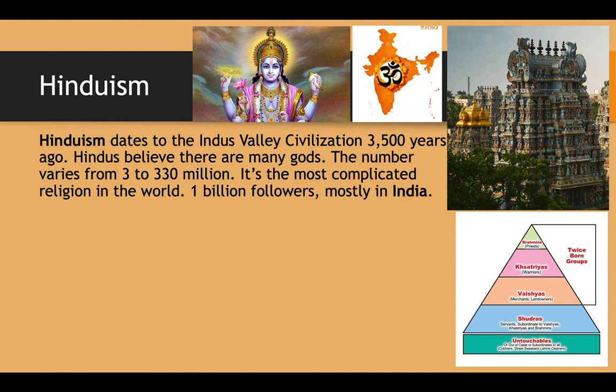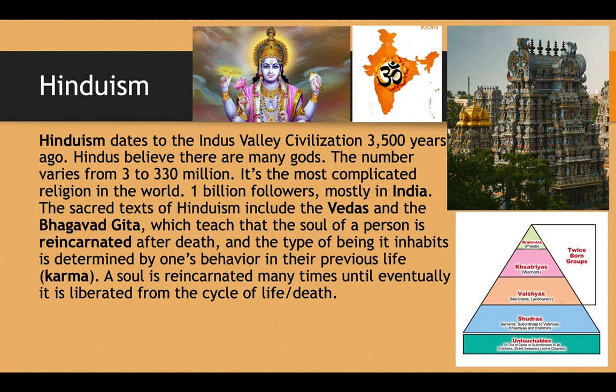Now, as far as how many gods Hindus believe in, it really varies from person to person and from group to group. If you research how many gods Hindus believe in, you'll get answers anywhere from 3 to 330 million. So it really is quite varied. It's the most complicated religion in the world. It's very difficult to wrap your mind around, but it does have a lot of followers. About 1 billion people on Earth today practice Hinduism, mostly in India. The sacred texts of Hinduism include the Vedas and the Bhagavad Gita.